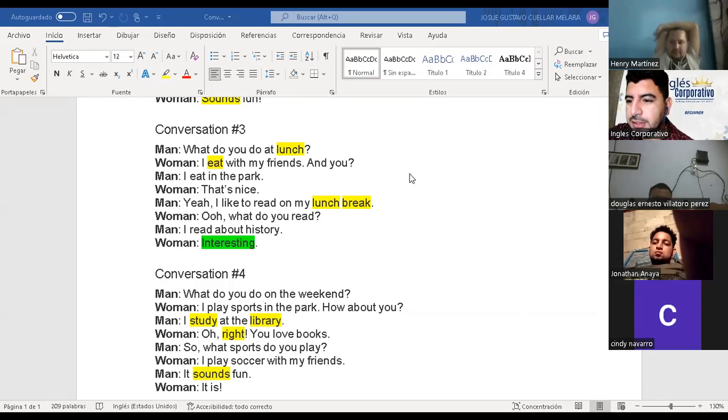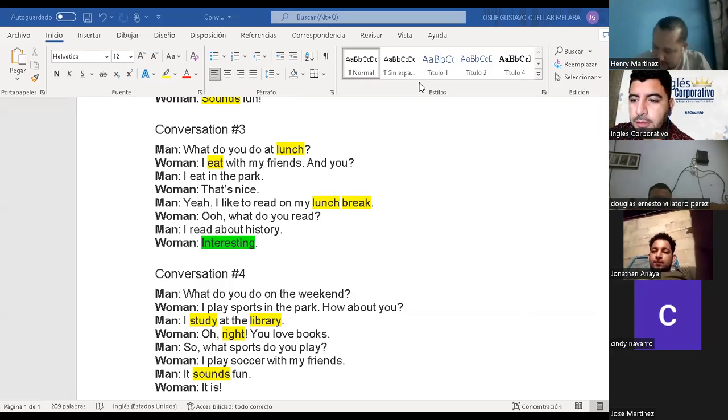Vamos a ver los demás. Okay, we have conversation 3 and 4. Acuérdense que pues tenemos algunas dificultades con algunas palabras. Por ejemplo, lunch break, interesting, interesting.